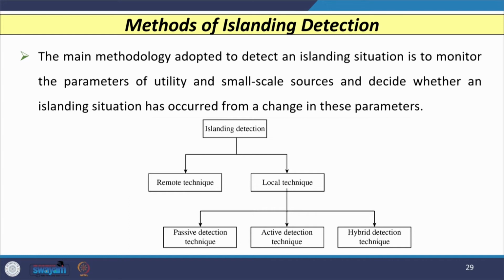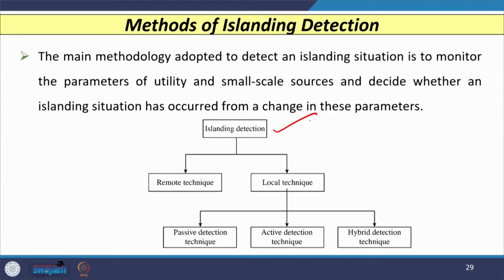So, we need to use certain techniques. Let us see what are the various techniques that are used in case of islanding situation. For islanding detection, mainly two techniques are used. The first technique is known as remote techniques, and the second technique is known as local techniques.